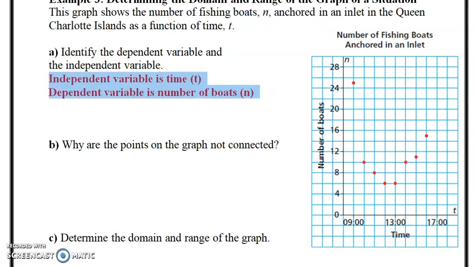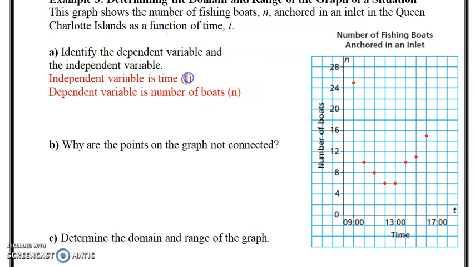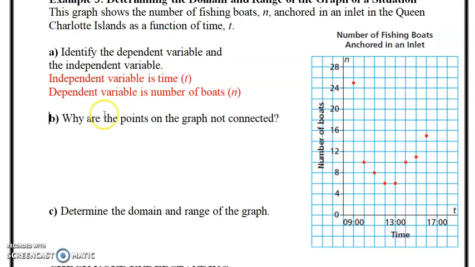Okay? Red, unbold that, italicize my variables. And that's it. Okay? So remember, the number of boats depends on the time of day. Okay? And if we have a graph, your independent variable is on the horizontal or the x-axis, and your dependent variable is on the vertical or the y-axis.